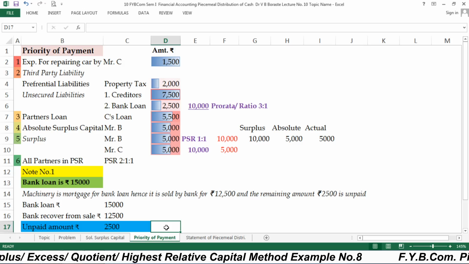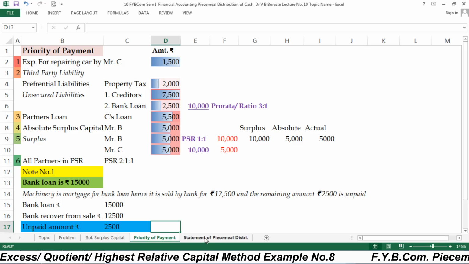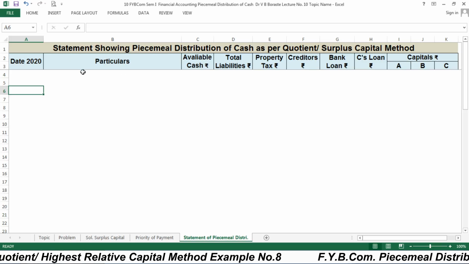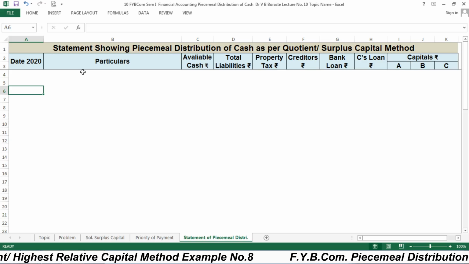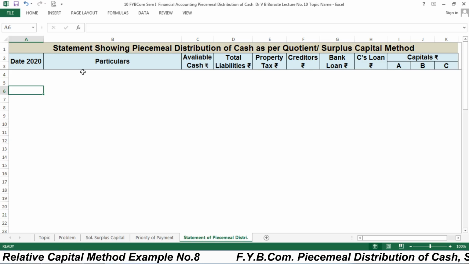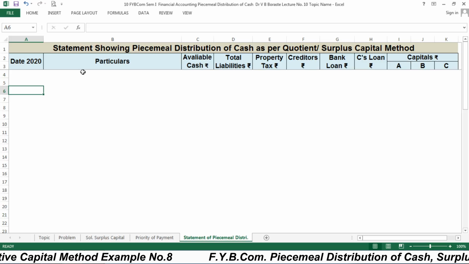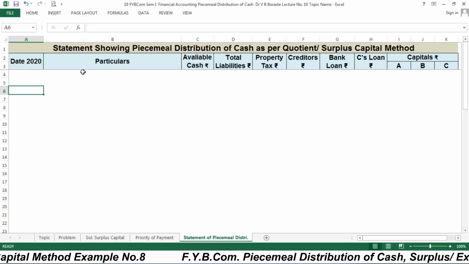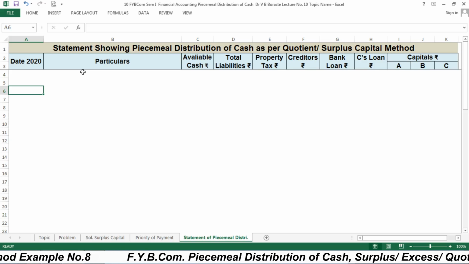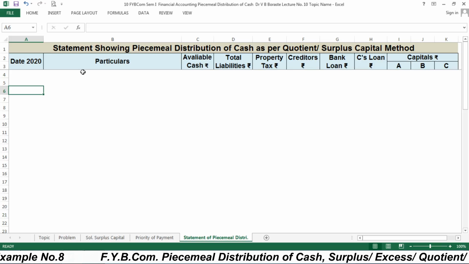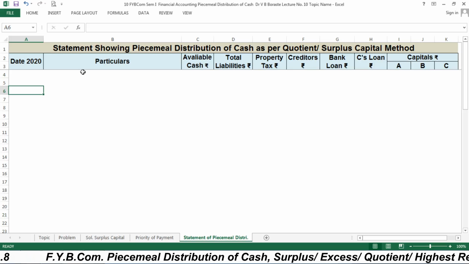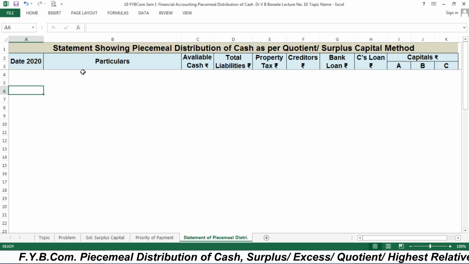So with this, we have to start the surplus statement showing piecemeal distribution of cash. Here you can see the statement of piecemeal distribution of cash as per quotient method or surplus capital method, or there are various nicknames. For this you have to draw a column of debt, then particulars, then cash, then total liabilities. It is an additional column. In various books you can see the total liability column is not mentioned, but from the solution and accuracy point of view, you have to prepare it, and why it is important?